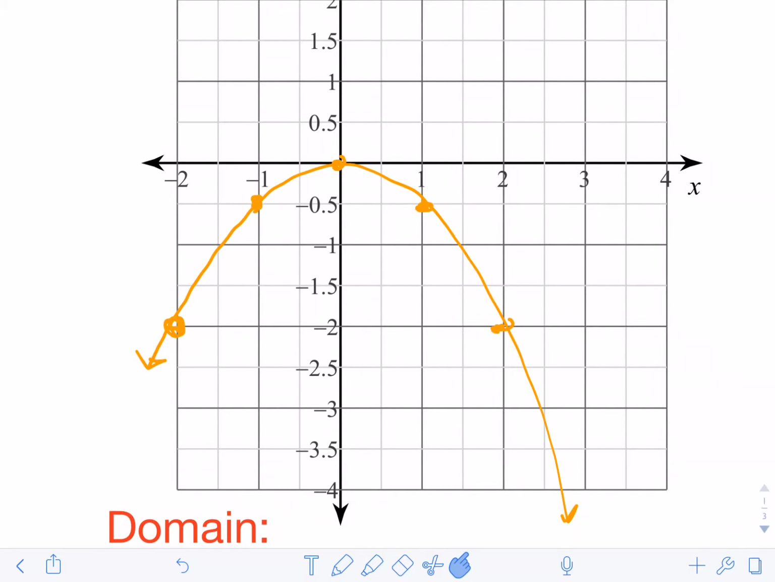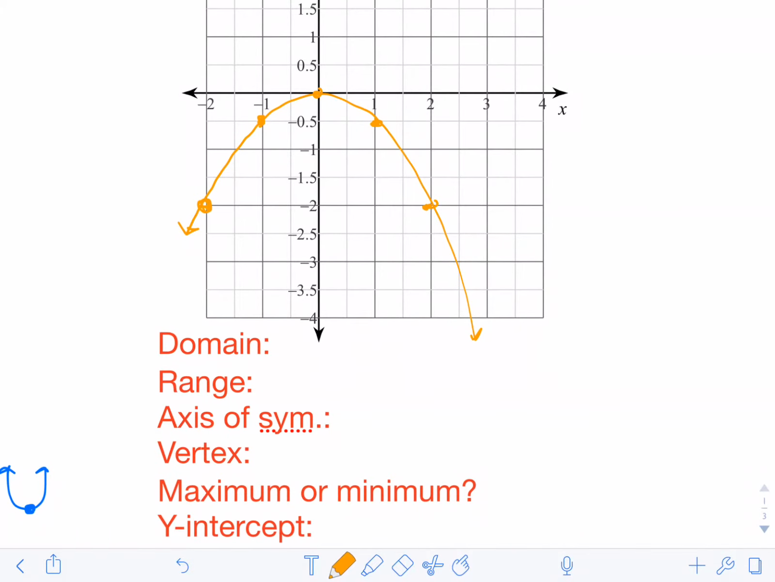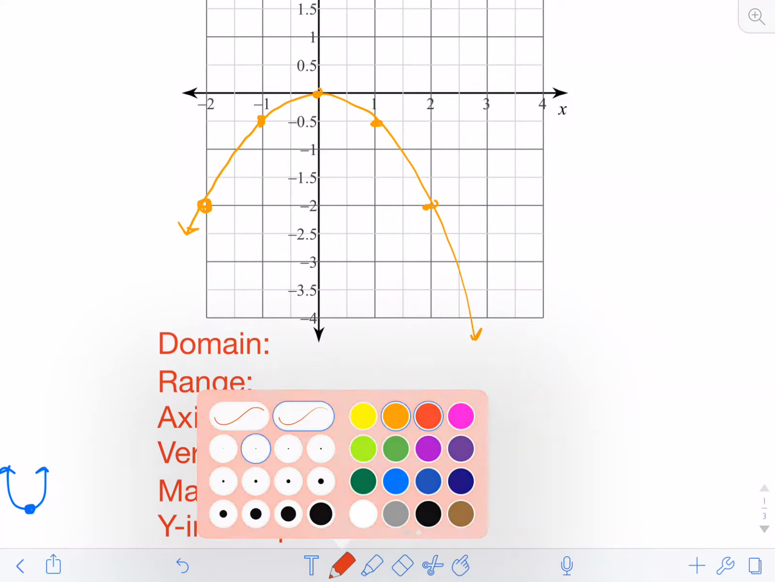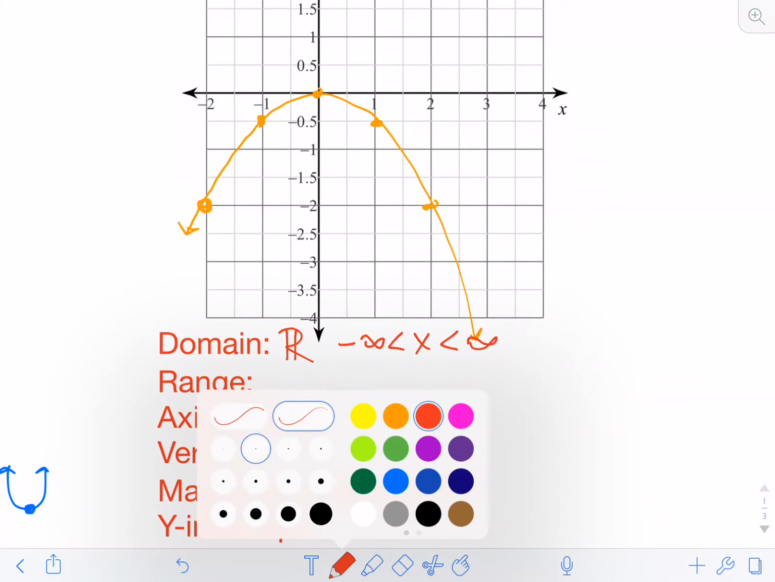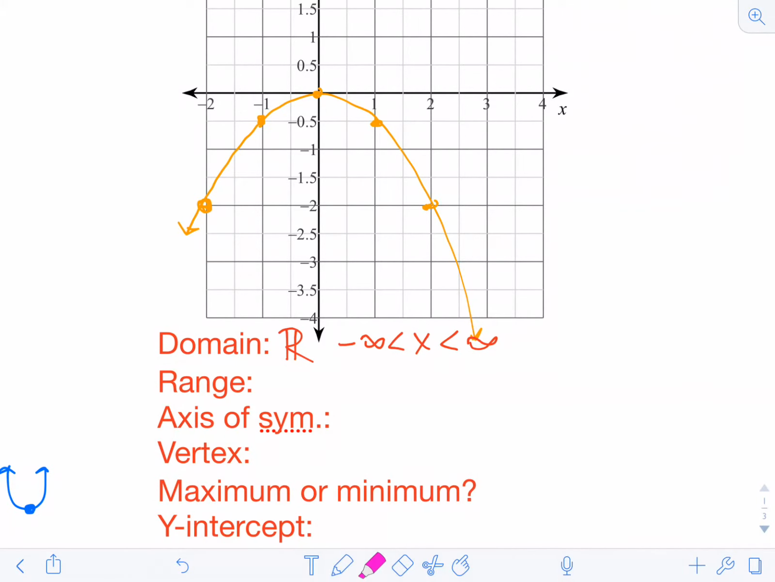And I'm going to go ahead and answer the questions. So the first one asks for the domain. Those are your x values. So if you notice, your x values keep going on and on. Your arrow points all the way to the left, and all the way to the right. So this is again going to be all real numbers, or from negative infinity, less than x, less than positive infinity. Range, those are your y values. Looking at my range, I'm starting here and I go down all the way and keep going. So my range is going to be less than or equal to where I started, which is 0.